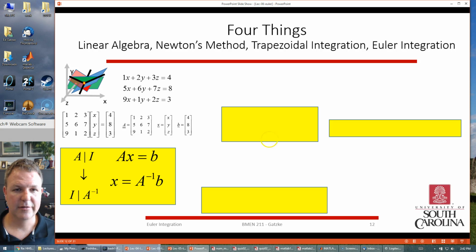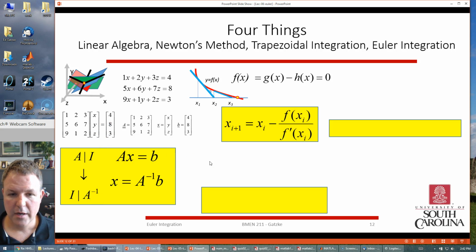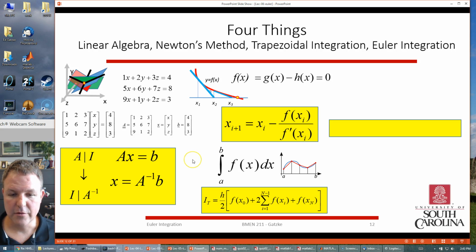So far we know 4 things. We know how to solve linear algebra, where we have linear equations, constants times variables, sets of these linear equations, put it in matrix vector form, find the matrix inverse. We can do Newton's method if we are trying to find where f of x equals 0, or where g of x and h of x equal each other. We can use this update equation, Newton's method, to find solutions to that nonlinear scalar equation. We can do trapezoidal integration. Given a function we want to integrate from a to b, we can use the trapezoidal rule to approximate that integral without actually analytically solving the integral.